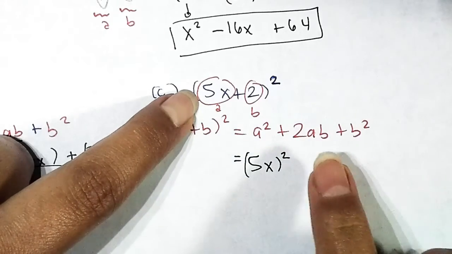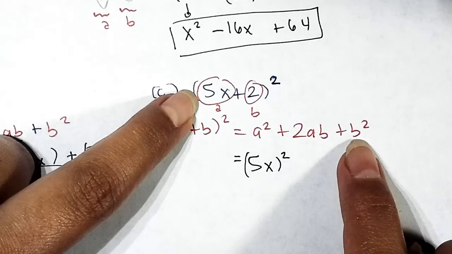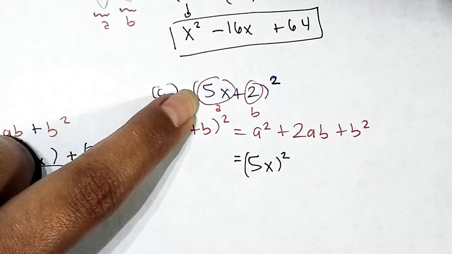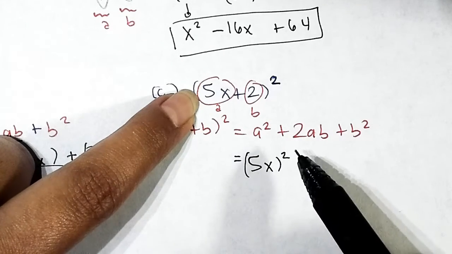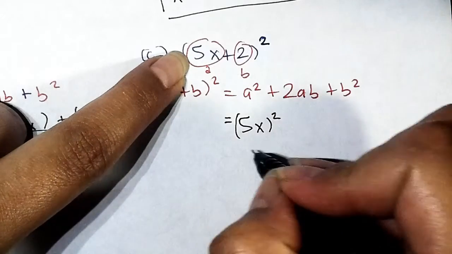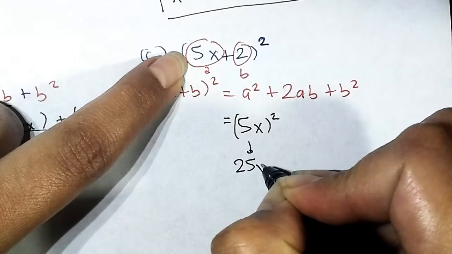and square it. I know that we're tempted to move forward, but if you do that, you're not going to build that mental math consistency. So I'm pretty much writing down how I'm thinking. I've got to square a. 5x times 5x will give us 25x squared.